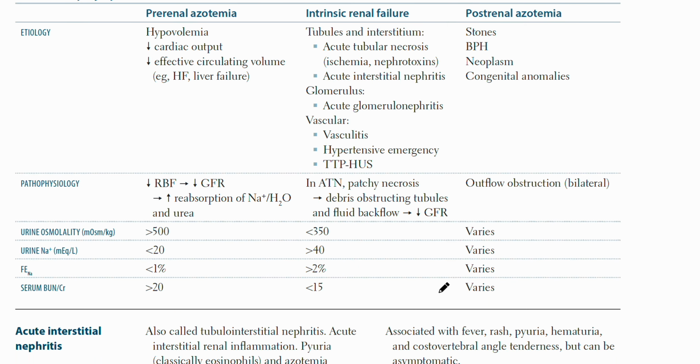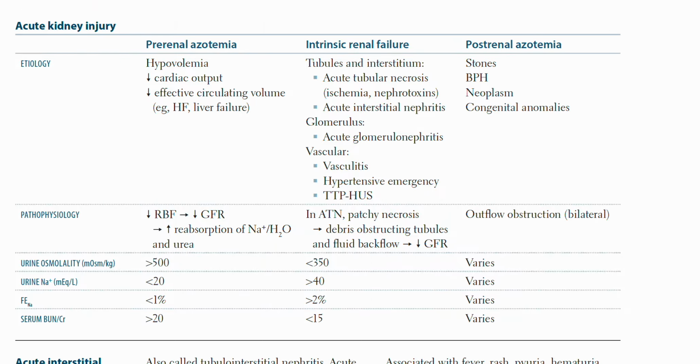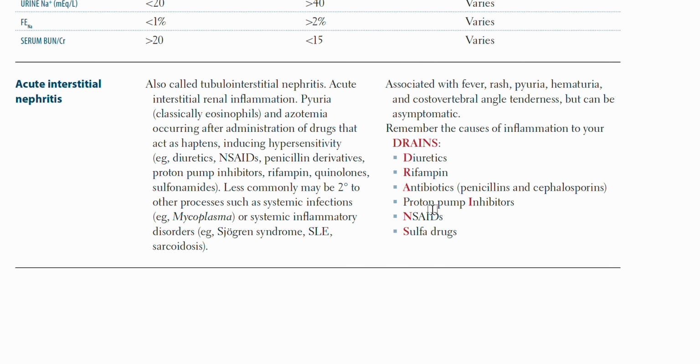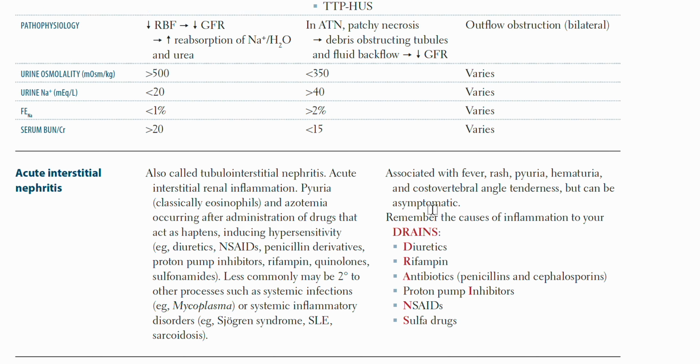So let's talk about acute kidney injury. There are different etiologies and different types of acute kidney injury. One of them is pre-renal azotemia, then intrinsic renal failure, and post-renal azotemia. There are very specific differences for these three, and you have to remember each of them with equal importance. And then we'll talk about acute interstitial nephritis.